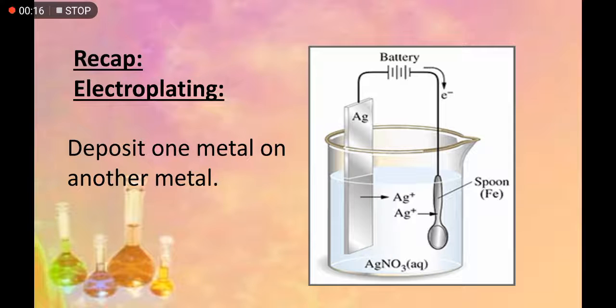We are studying chapter number 7, electrochemistry. Let's have a brief recap of the previous lesson, which was about electroplating. During the process of electroplating, we deposit one metal on another metal, like shown in this picture.